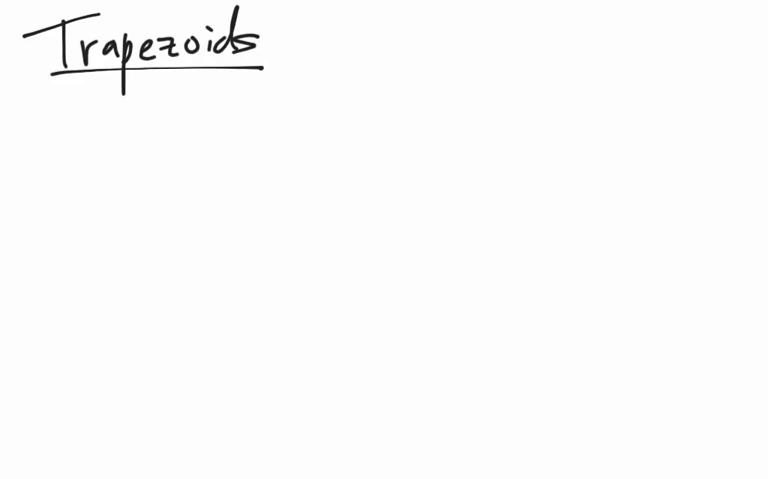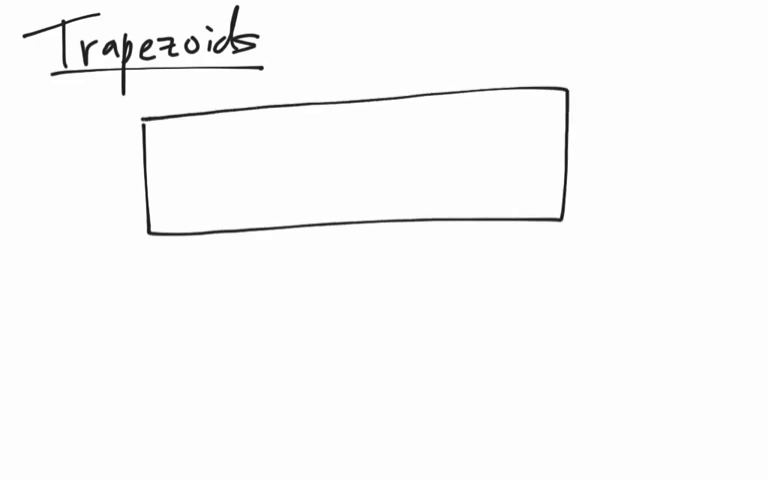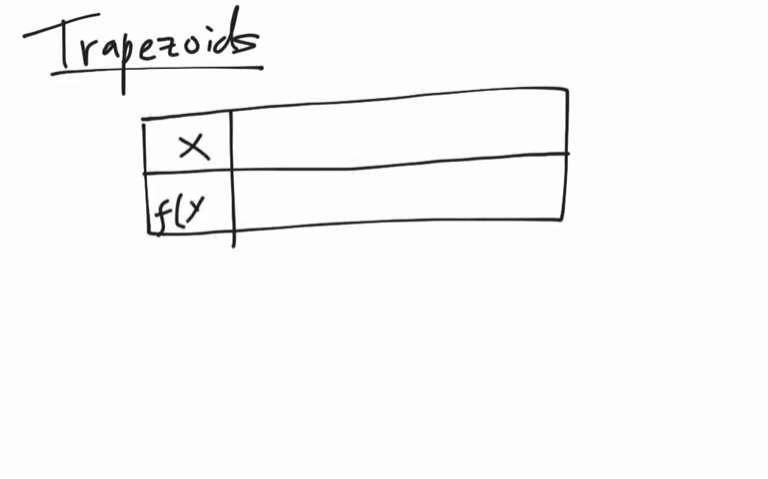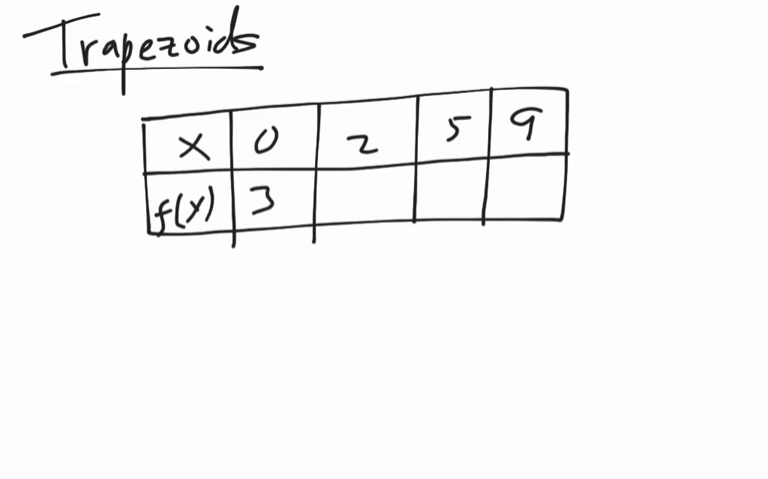Let's say we have a chart. So this is a different format, but let's say that we have a continuous function. So we have x, f of x, and we just have a few values. So 0, 2, 5, and we'll do 9. And then the y values, we'll say 3, 5, 8, and 13. Okay, just to give it a little variety, I guess.